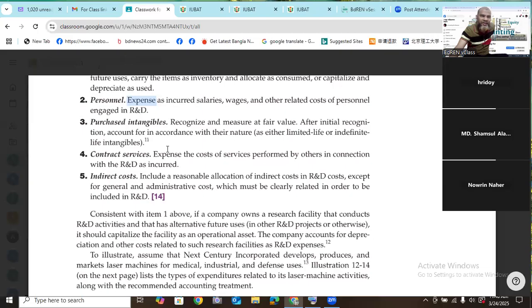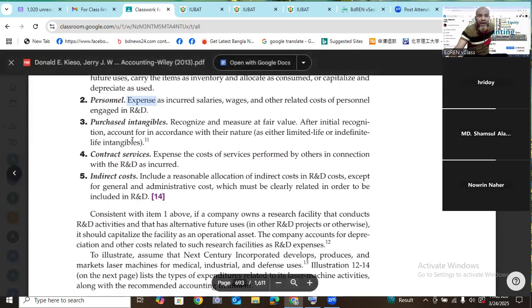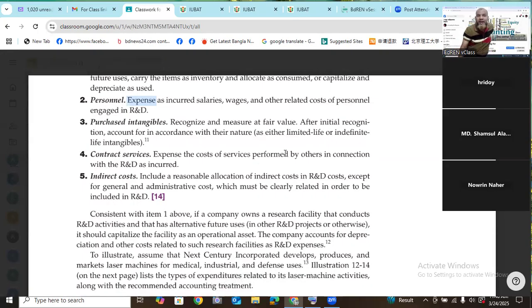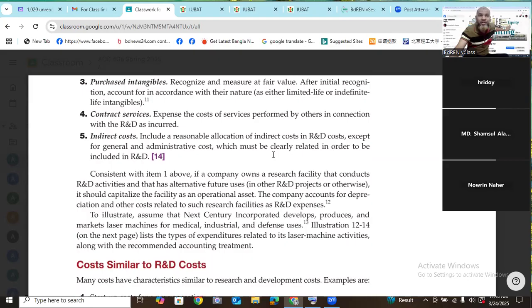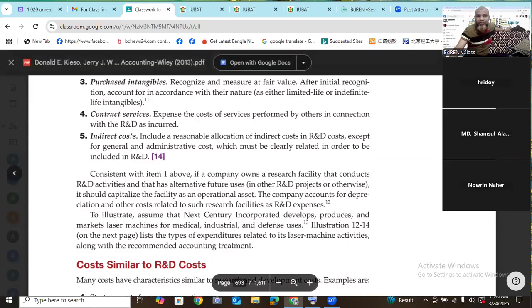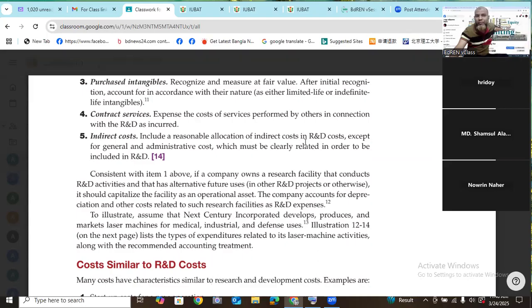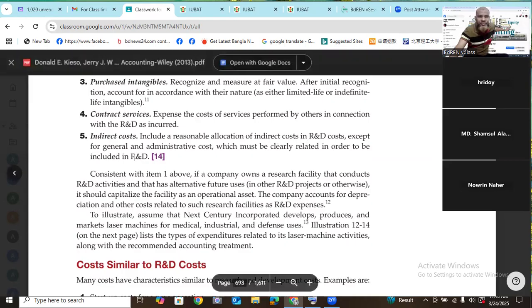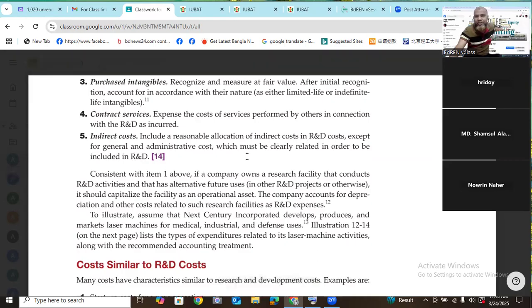Purchased intangibles: recognize and measure at fair value, and after initial recognition, account for them in accordance with their nature, either limited life or indefinite. We already know how to treat intangible assets. Then contract services: expense the cost of services performed by others. Then indirect costs: include a reasonable allocation of indirect costs in research and development, except for general administrative costs, which must be clearly related in order to be included in research and development.